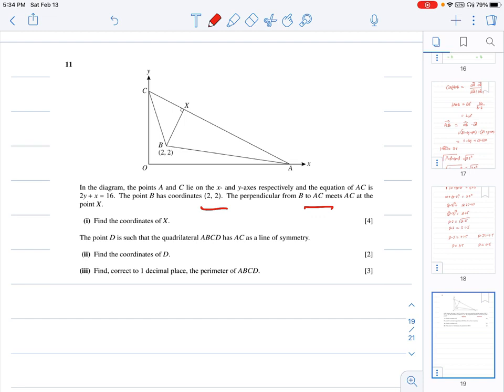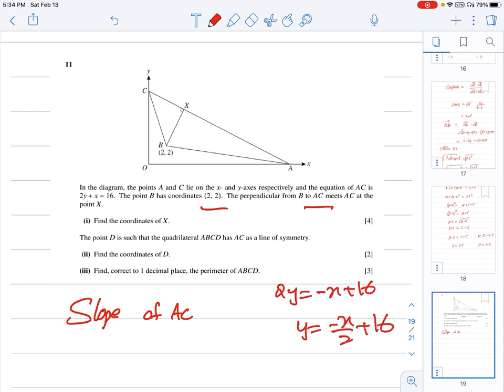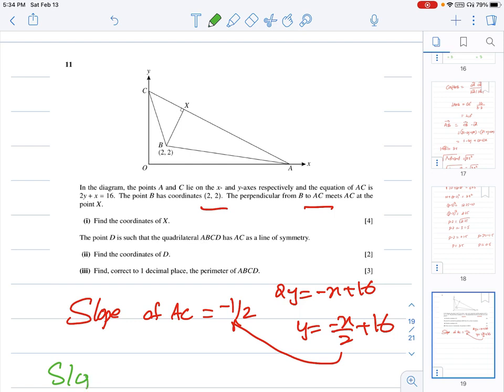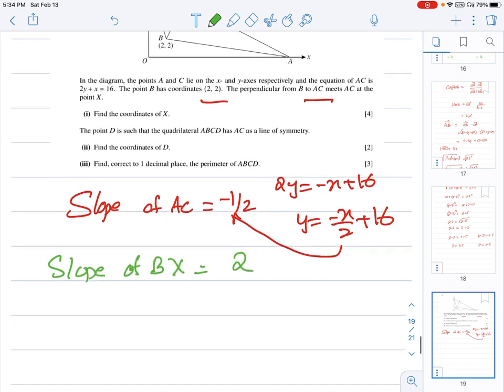So first of all, the slope of the line AC, you have to find. The equation is 2y is equal to minus x plus 16. y is equal to minus x upon 2 plus 8. So the slope is minus 1 upon 2. But we are talking about a perpendicular line. So the slope of BX, which is the perpendicular line, will be positive 2.